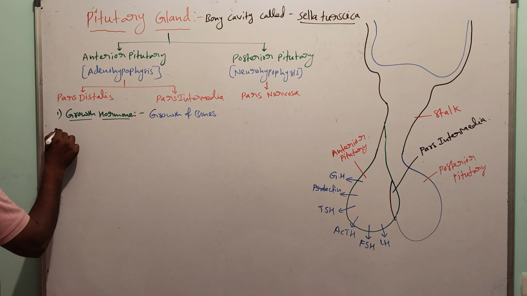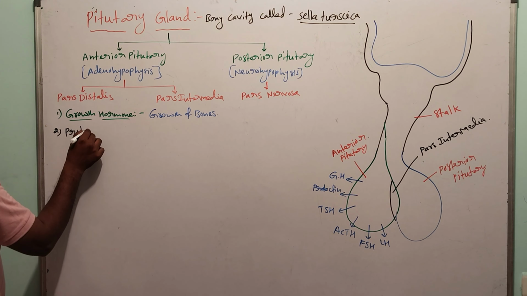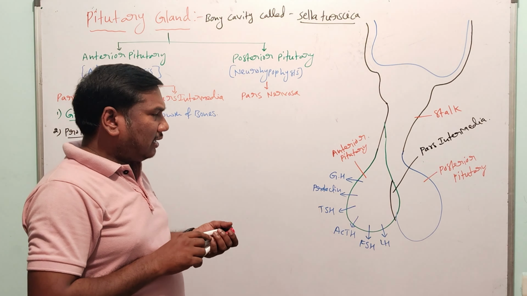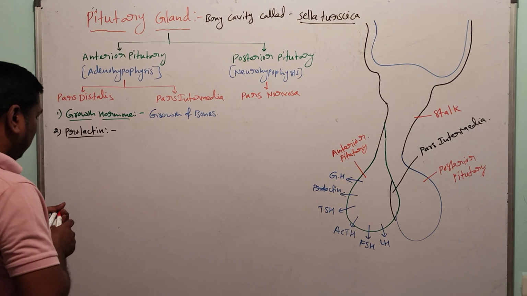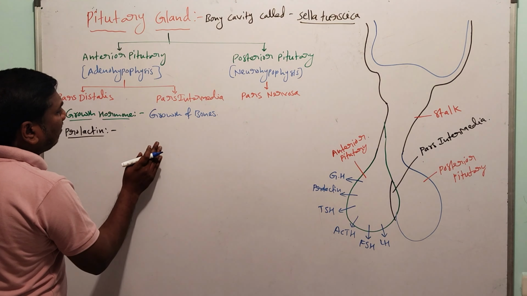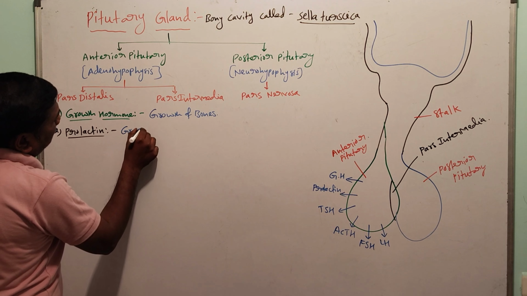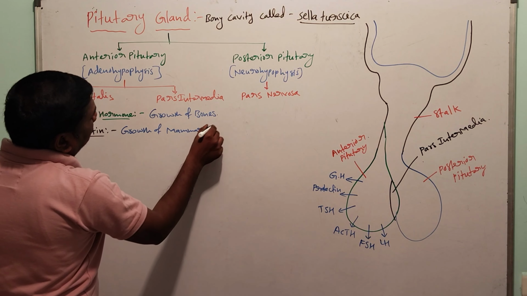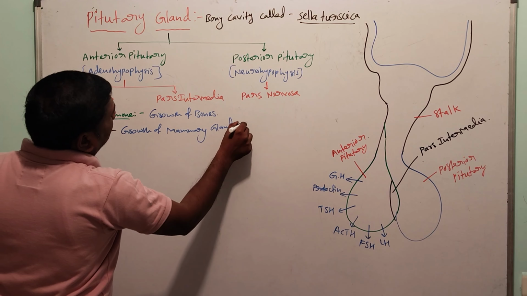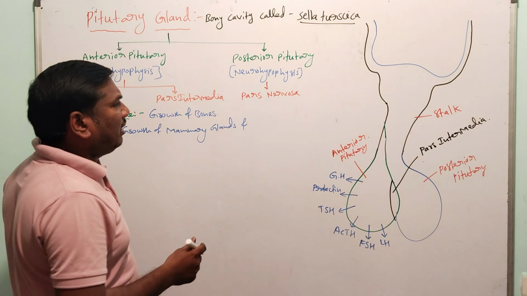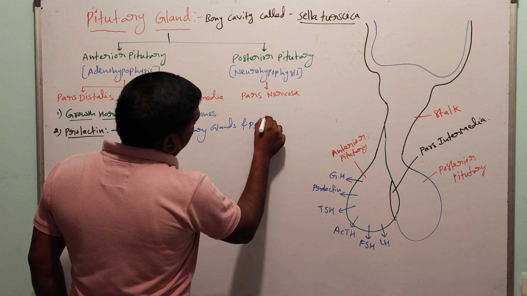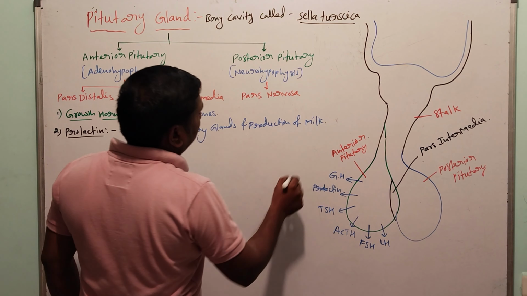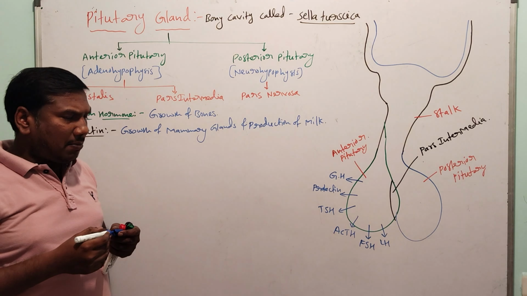Second one is the prolactin. The function of the hormone prolactin is to help in the growth of the mammary glands and production of milk.